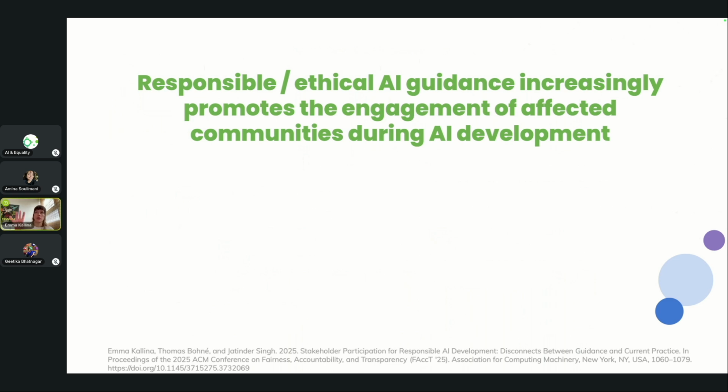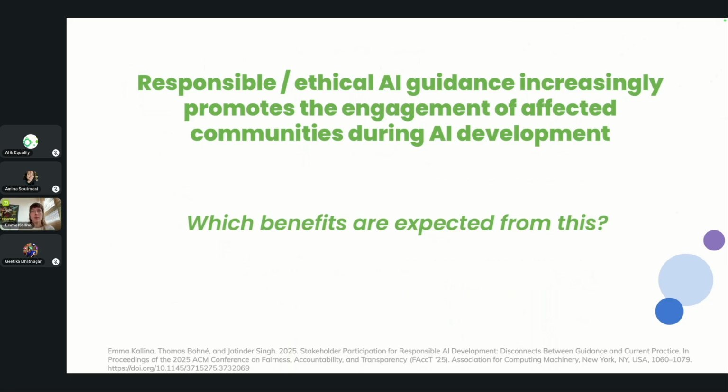We can also approach this question on why community involvement is important from a different angle. Currently, a lot of responsible AI guidance is really promoting that affected communities should be involved during the development process. In a paper I'm going to talk about really quickly, I asked why they are doing this. Which benefits do they expect from recommending this stakeholder involvement?